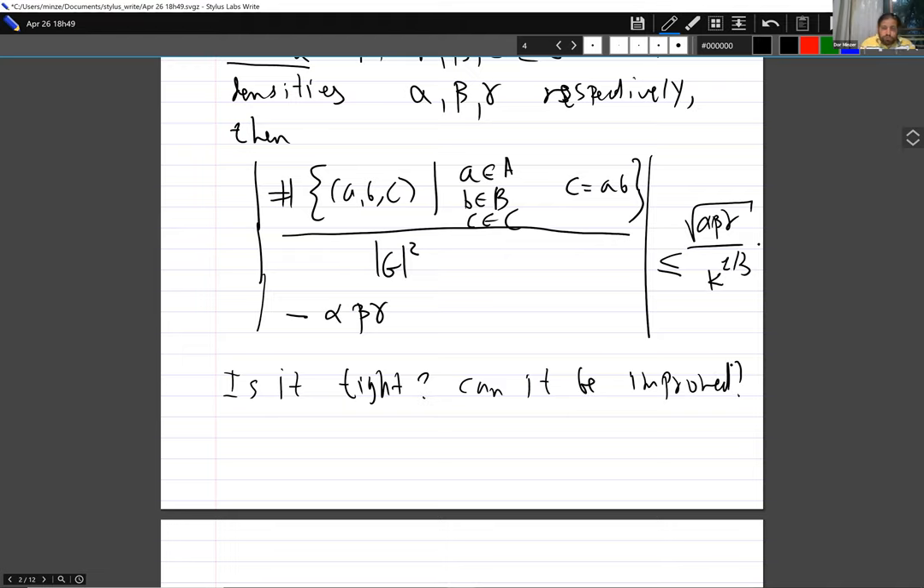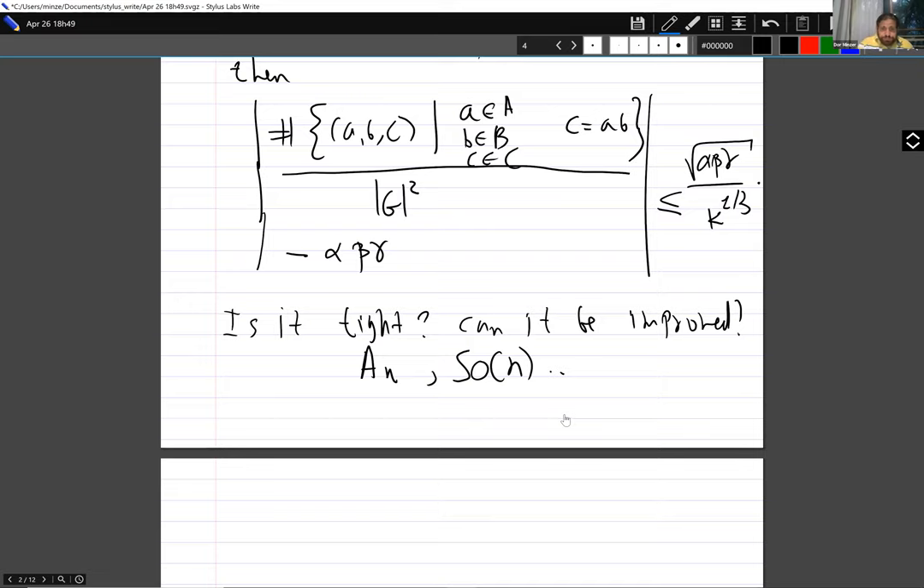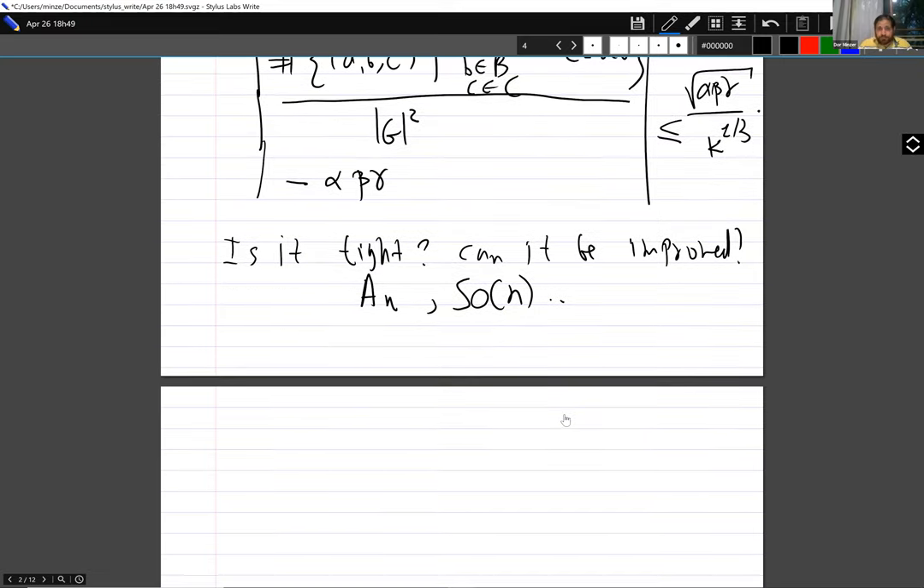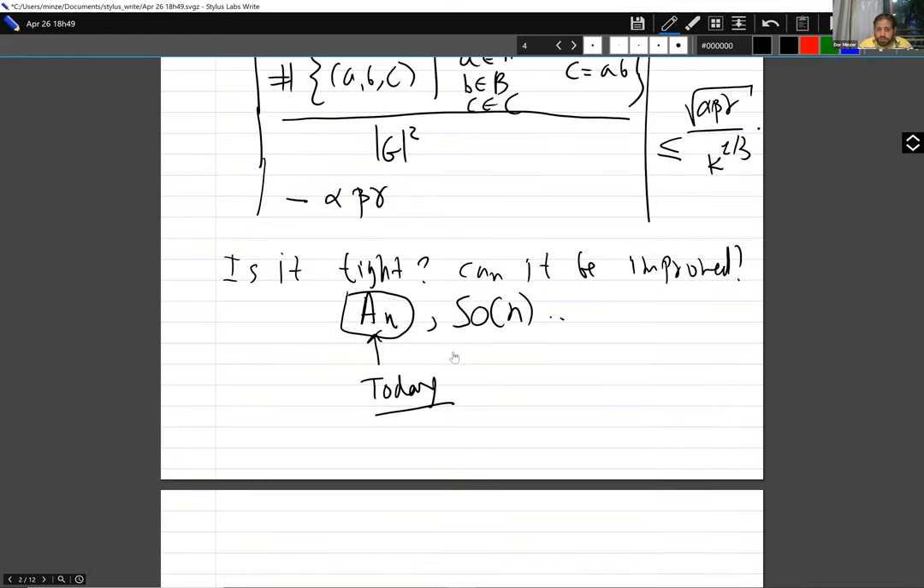So there are a few cases of interest. One of them is the alternate group, which is the main topic of discussion today. But there are other ones like SON, and there are a few more that he mentions in his paper. Okay, so the main topic of today is the alternate group. Any questions so far?